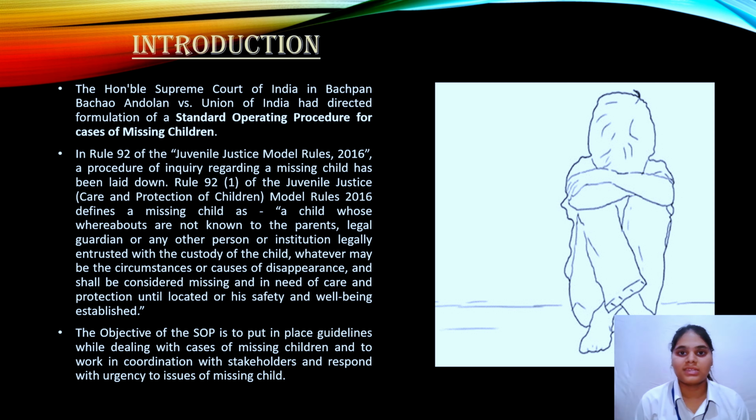It basically states that a child is considered to be missing if his whereabouts and location is not known to the parents or someone who has been legally entrusted with the custody of the child, and he's considered to be in need of protection and care until his location has been established. The main objective of this SOP is to form a sense of coordination between the people who are entrusted with the responsibility of finding that missing child.